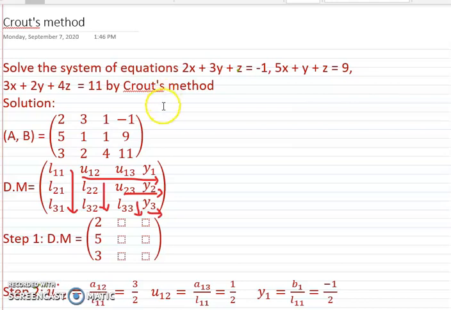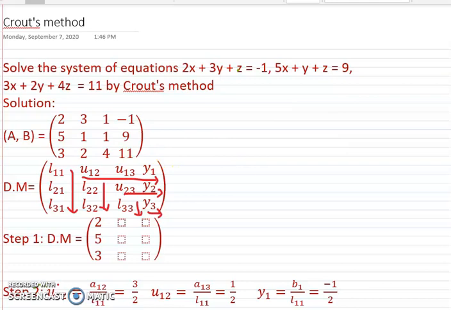The first step is to form an augmented matrix. This matrix consists of the elements of the coefficients of x, y, z on the first column, second column, and third column, and on the fourth column we fill the right hand side values. So it will be 2, 5, 3, 3, 1, 2, 1, 1, 4, minus 1, 9, and 11.